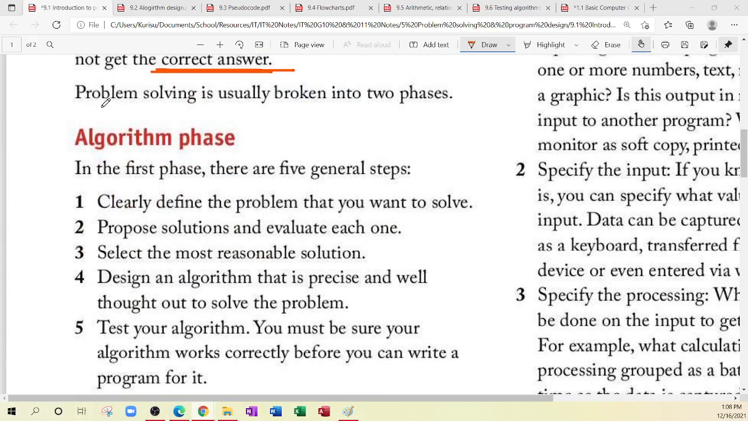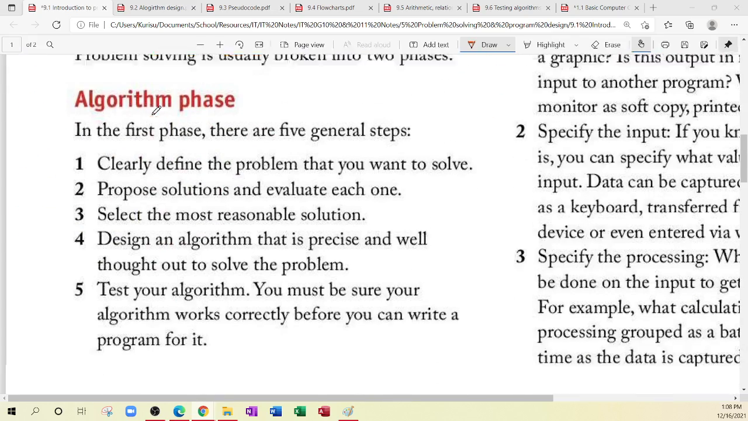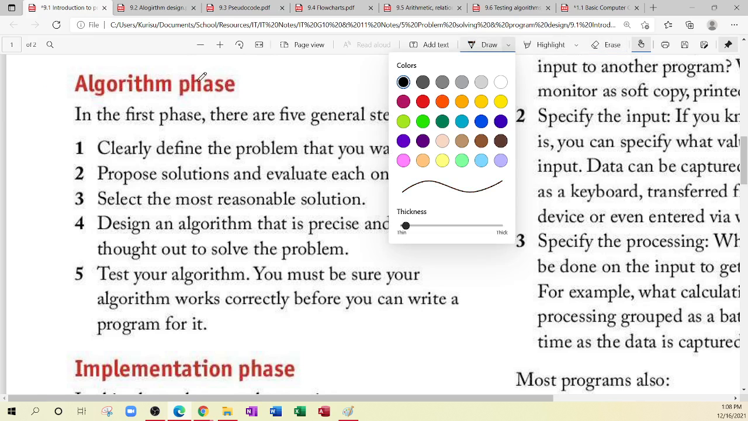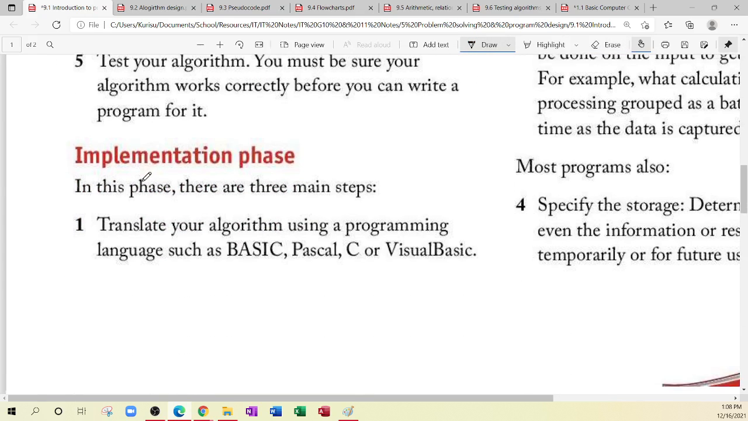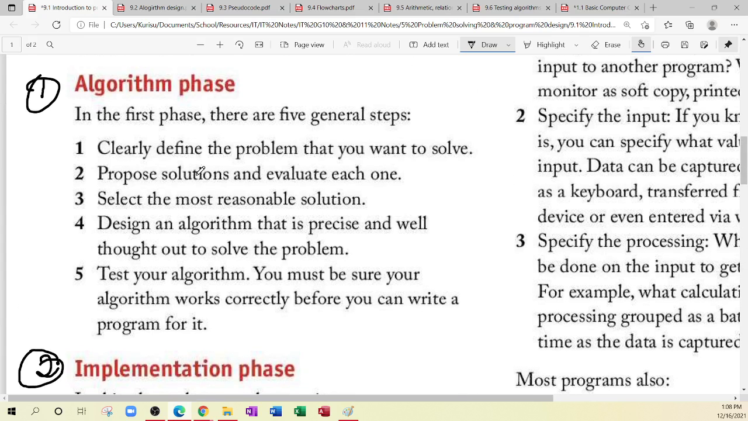Now, problem solving is usually broken down into two phases. Remember, we're looking at trying to understand the problem. So we have the algorithm phase, and then we have the implementation phase. So let's see what the algorithm phase is. Chelsea, are you there with us? Yes, sir. Alright, can you read the algorithm phase?